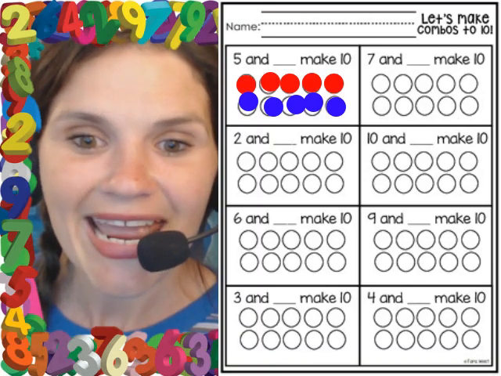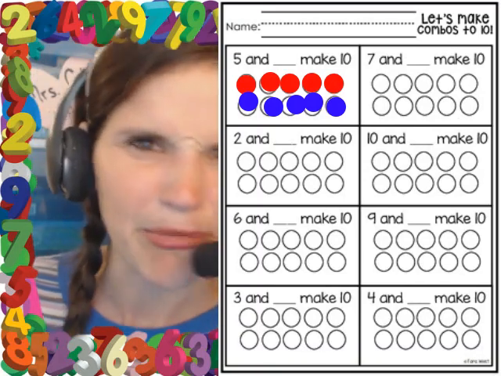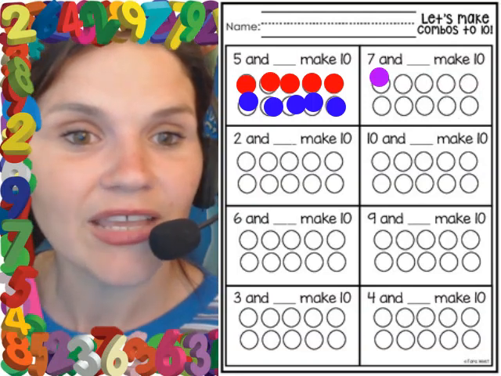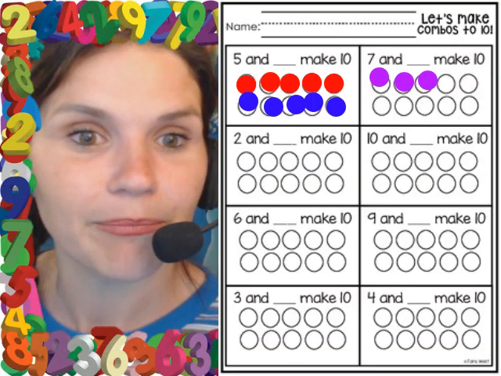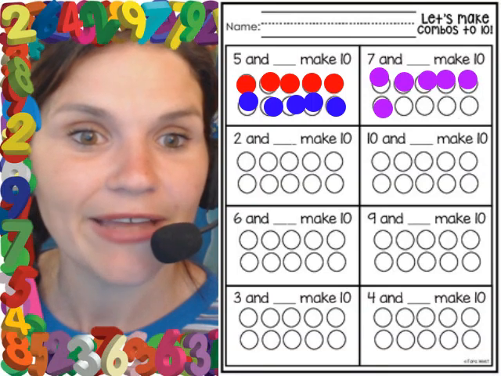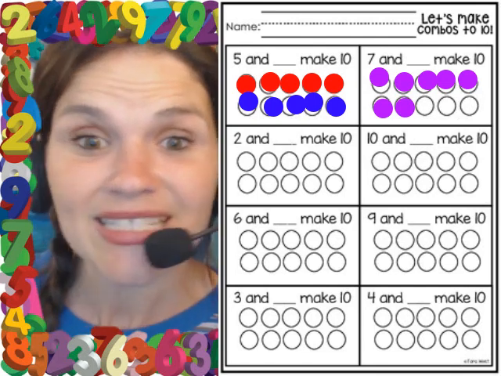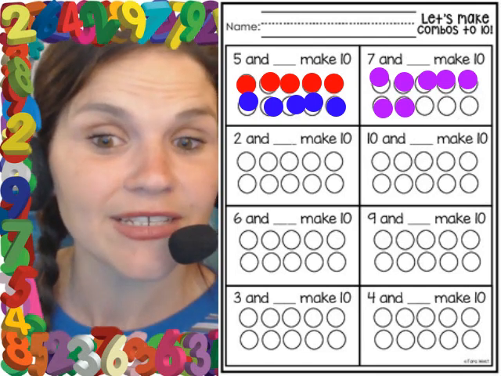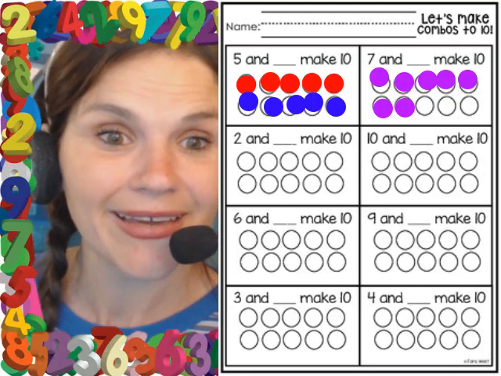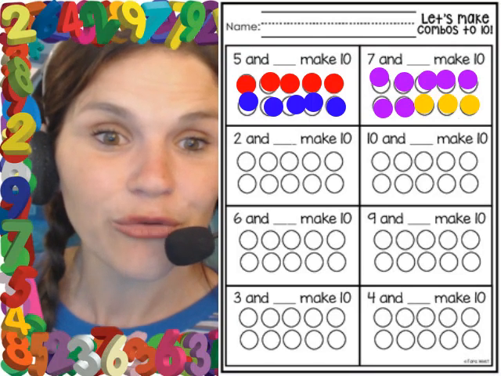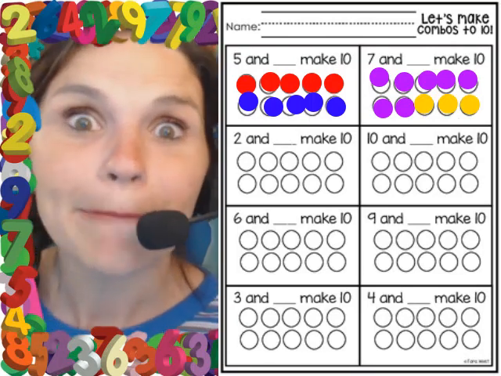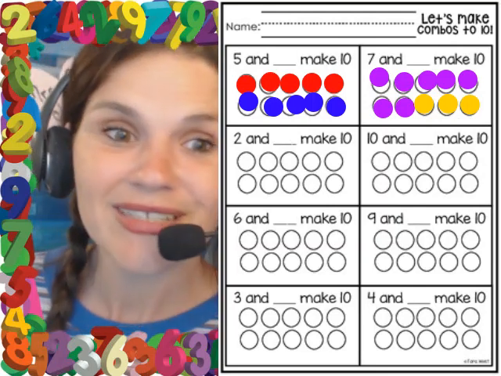Let's look at the next one. It says 7 and blank. What number equals 10? If I fill in 7 purple counters, 1, 2, 3, 4, 5, 6, 7, I can count to see how many I have left. How many counters are still blank? 1, 2, 3. That means 7 plus 3 equals 10.